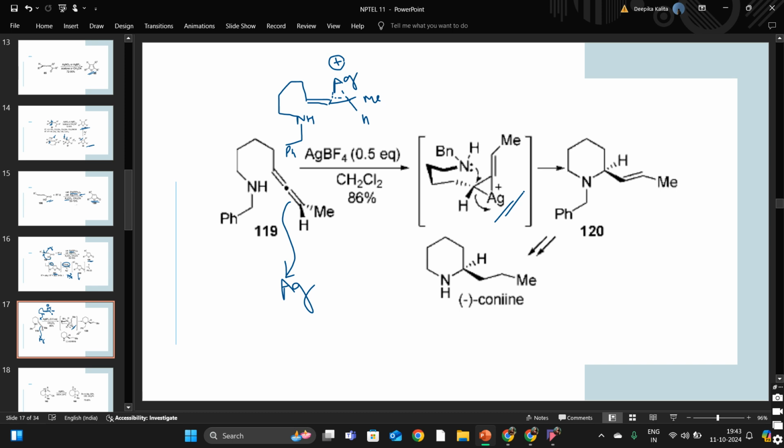So after this activation, this is the positively charged intermediate we are going to get, and after this the nitrogen atom of the substrate will undergo hydroamination reaction to open this silver containing three membered ring to give us a stable six membered piperidine ring of this type. Okay, so this is how we can show the piperidine ring synthesis starting from this aminoallene, and by reducing this carbon carbon double bond and deprotecting this benzyl group from nitrogen, we get this biologically active natural product coniine.